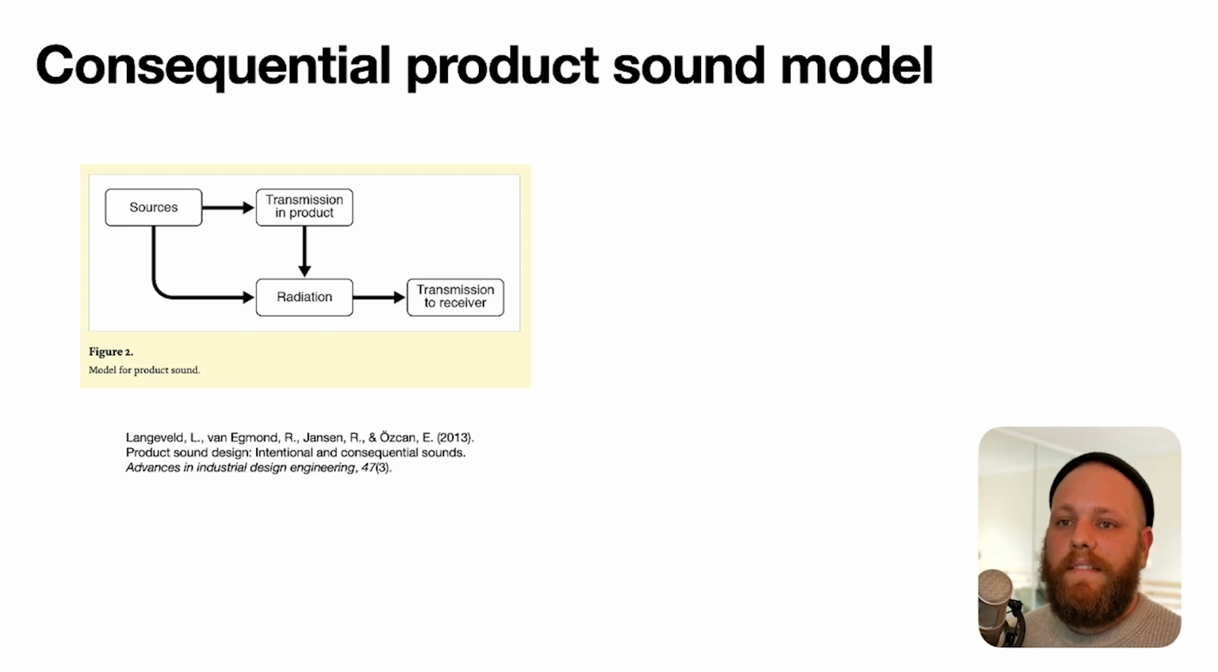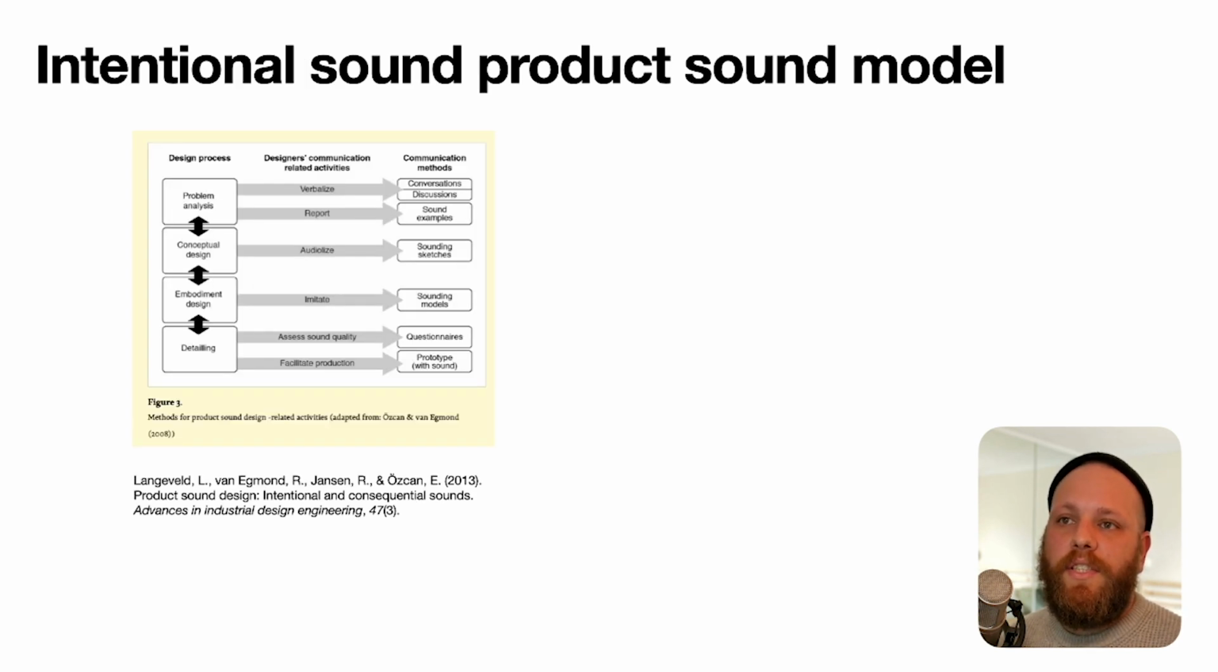And so if we apply this to the example of the motorbike, we have the engine, we have the transmission in the product, which is through the vibrations of that engine, the actual pistons moving. We have radiation, which moves through the exhaust chamber, and transmission to the receiver through the air. Now, this is a simple model that we can follow to create or generate consequential product sounds, but here we have an intentional product sound model, and this is where we start getting a little closer to home for us in this subject, which is that an intentional product sound model follows more closely a design process.